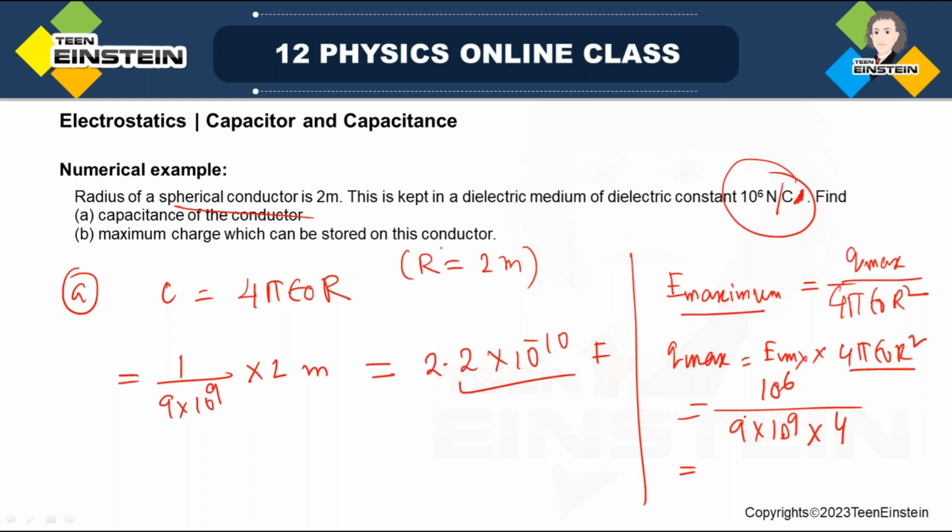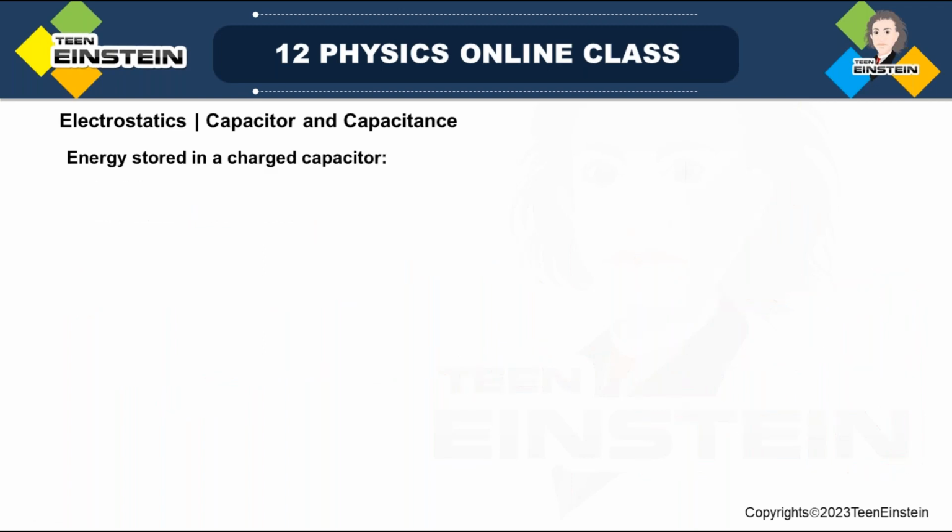Then we can do the calculation nicely and get the maximum charge. This will be the maximum value, in coulomb. If you solve this, you will get the answer for this.